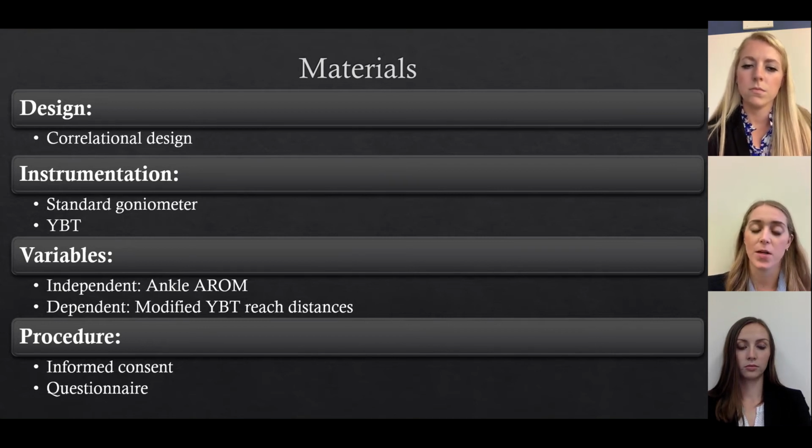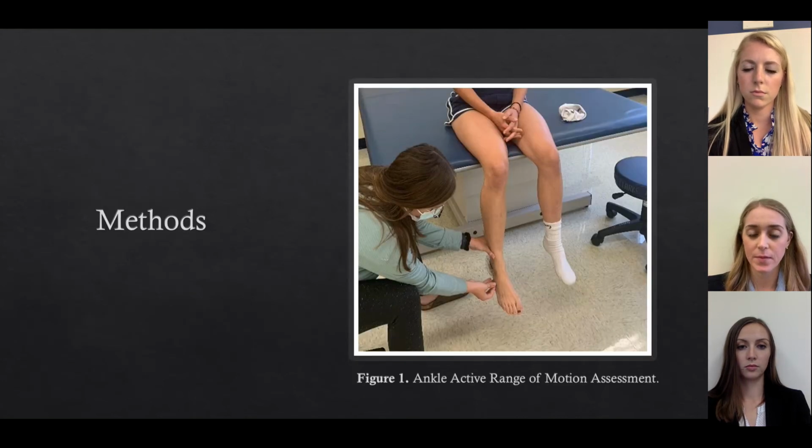Upon arrival to testing, participants filled out an informed consent as well as a questionnaire, which inquired about participant age, height, weight, and any history of lower extremity injuries. Participants were assessed for range of motion on an elevated surface so that they were in a non-weight-bearing position for these measurements to be taken. We also had the same researcher complete all of these assessments to improve reliability and consistency.